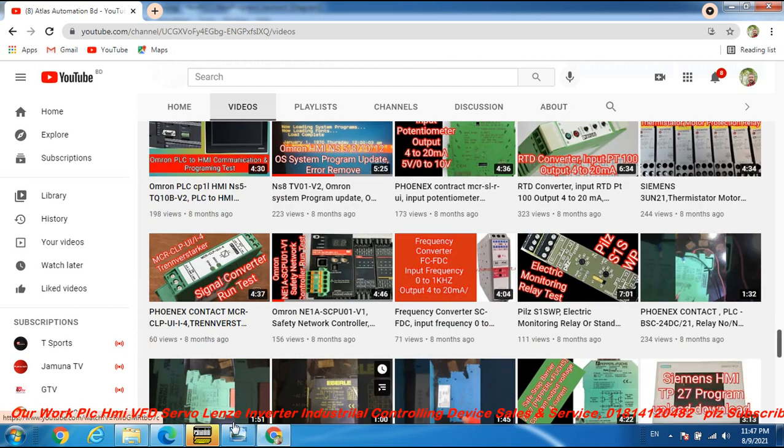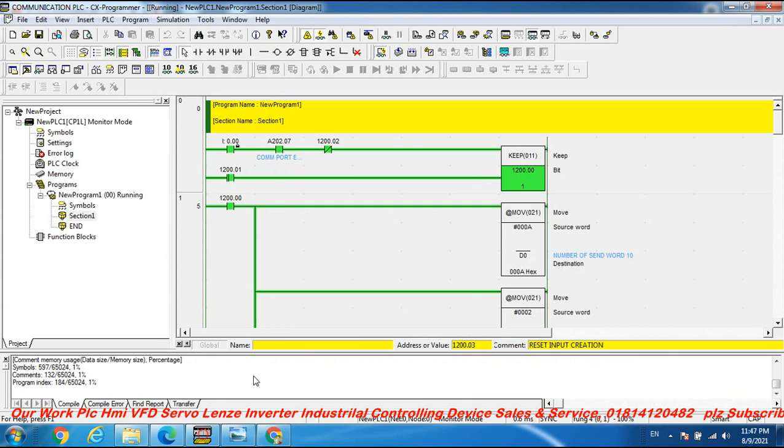Okay friend, go to the PLC programming. I explain this program one by one. Firstly, the transmitting part. The transmitting switch is 0.00, and A202.07 is the communication port enable.